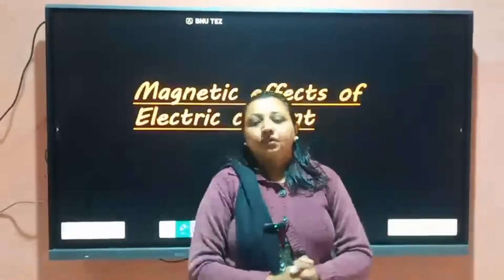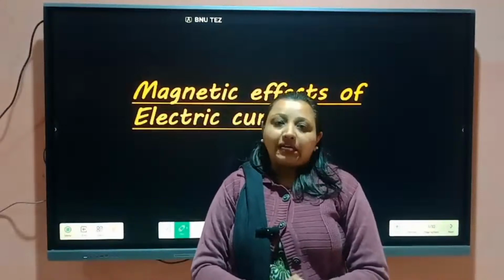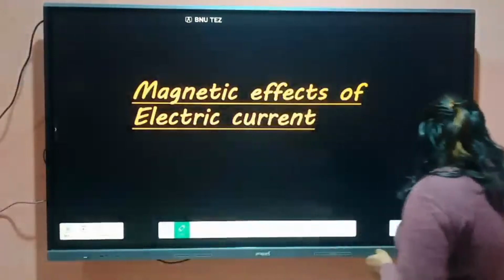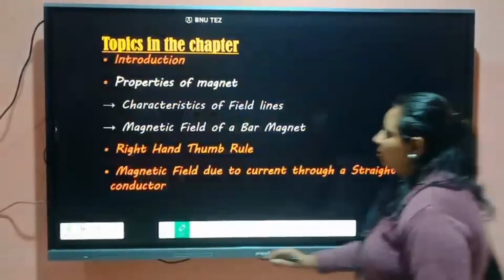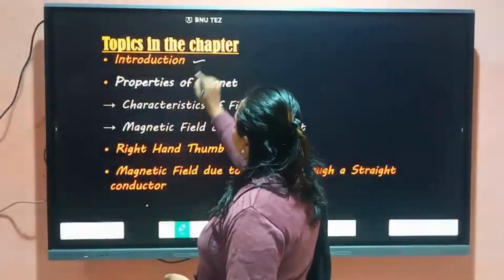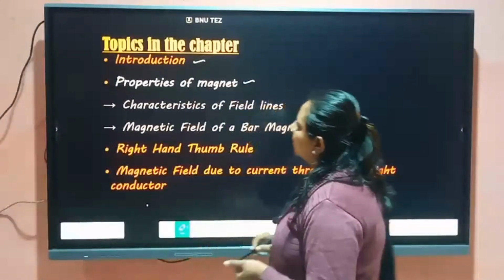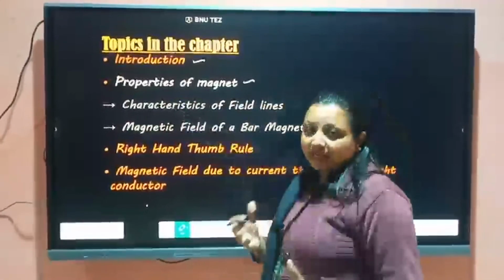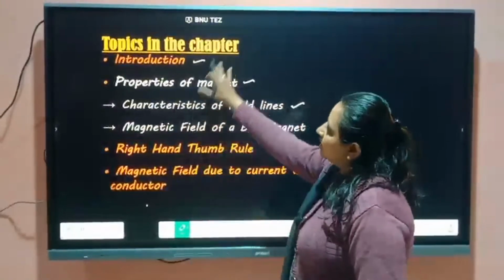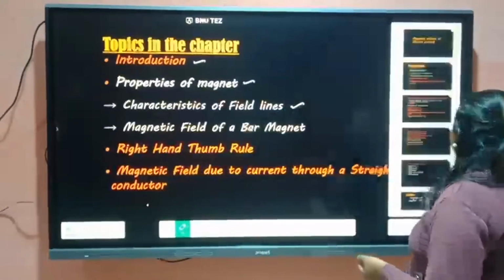So hi everyone. Now we will discuss the magnetic effects of electric current, chapter 13 of class 10th. It is lecture three. We have discussed in the previous classes the introduction of the magnetic effects of electric current, magnets and their properties. We have done what is a magnetic field, what are field lines, and what are the characteristics of field lines. So these topics we already discussed. Now we will start the magnetic field of a bar magnet.